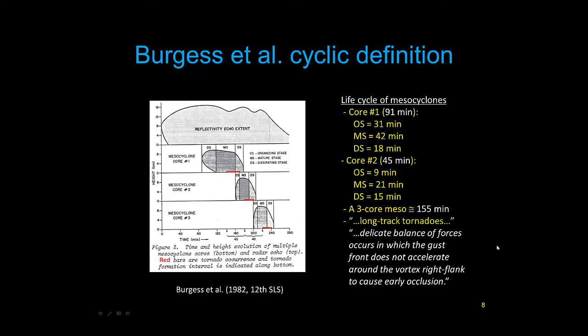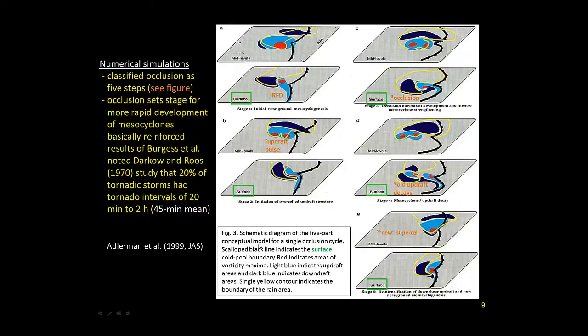So we'll look at that in a little bit. After Don Burgess, quite a bit of time elapsed before people looked at this in detail. Adlerman out of OU did some modeling work in 1999, some numerical simulations of this, and basically what they came up with in their study was classifying occlusion as five steps.